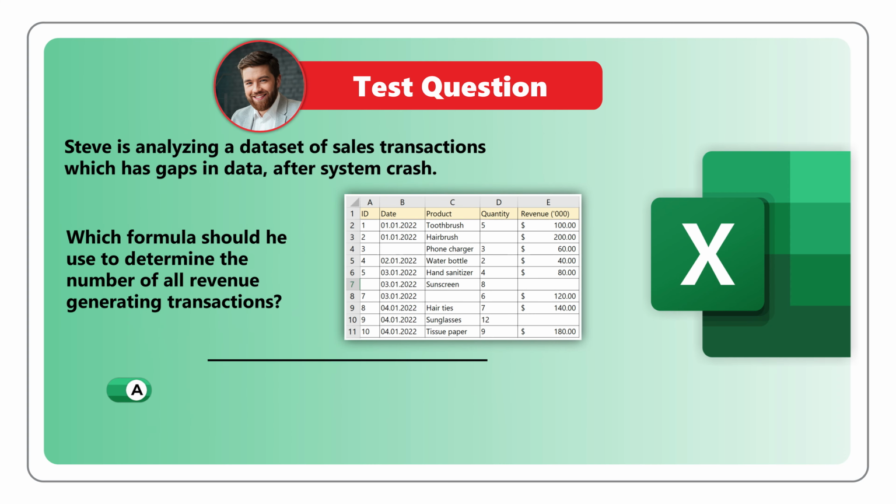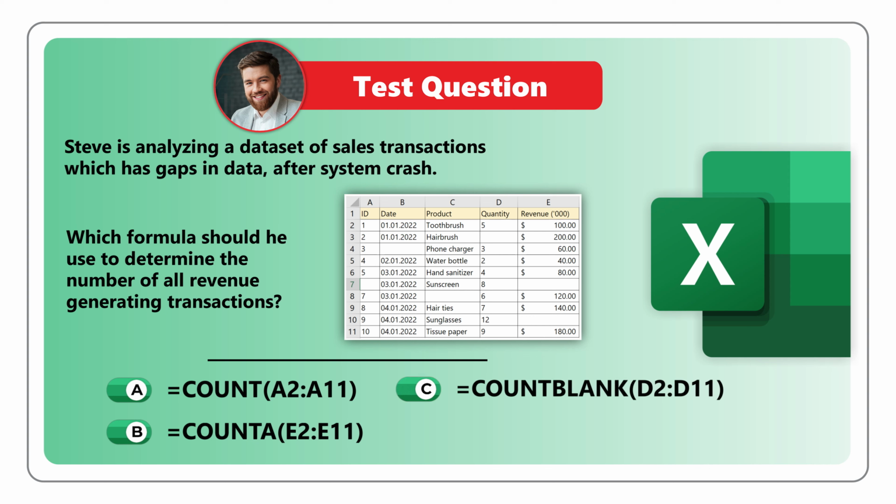Choice A, COUNT A2 through A11. Choice B, COUNTA, and then the range E2 through E11. Choice C, COUNTBLANK, and then in parentheses, the dataset D2 through D11. And last but not least, COUNTIF C2 through C11, and then a star in quotes. Take a close look to see if you can come up with the answer.